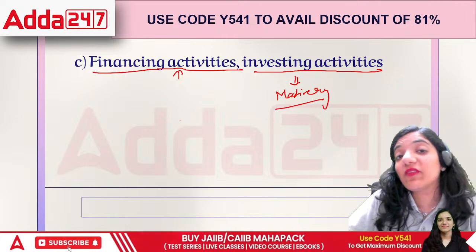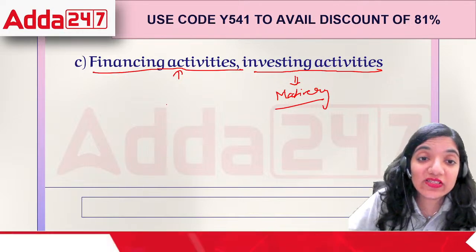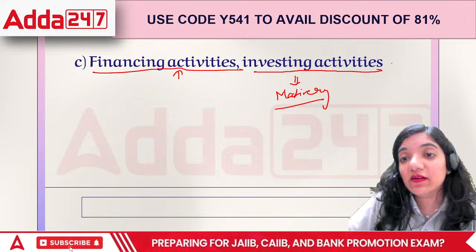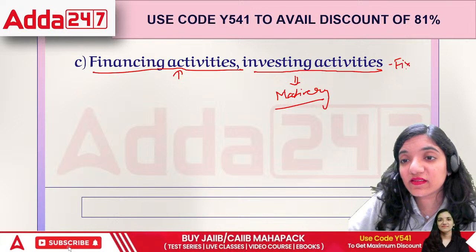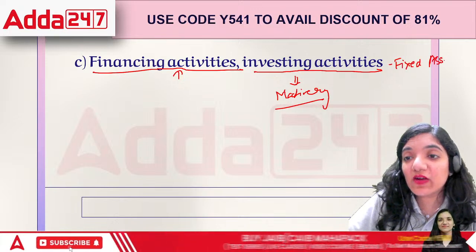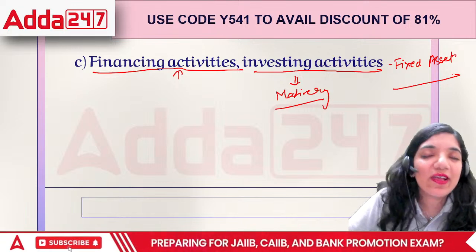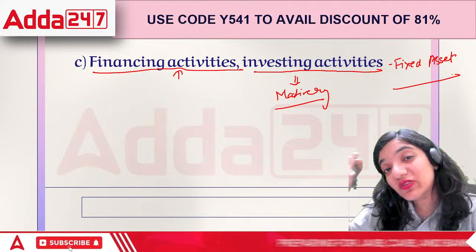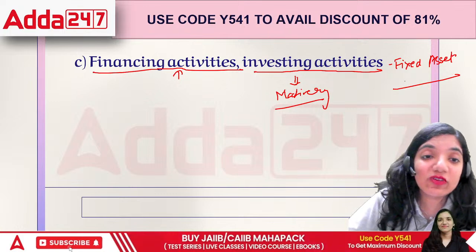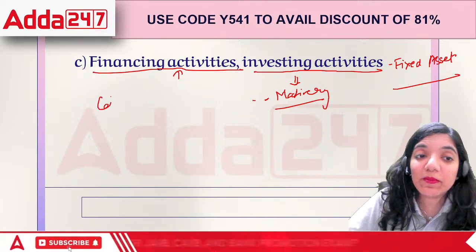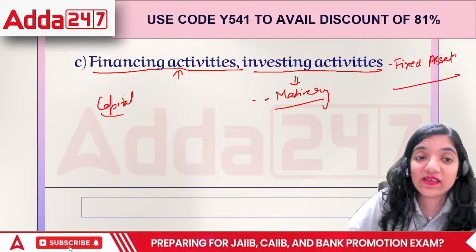Financing is what? From where I'm getting the money. And investing is where I'm putting the money. I'll be putting money in the fixed assets, and I'll be taking the money out of the business sometimes for my personal purposes. That is something that we call drawings, but that happens only in sole proprietorship. In terms of the companies, they don't tell people to take away their capitals, right?